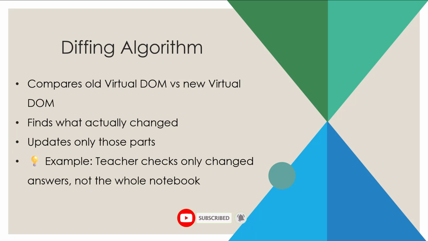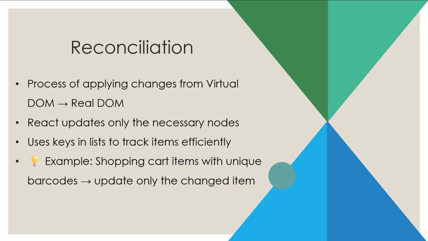React also assumes that an element of the same type and key can be updated rather than recreated. Keys are very important for lists. They help React track items efficiently. So this process is known as reconciliation.